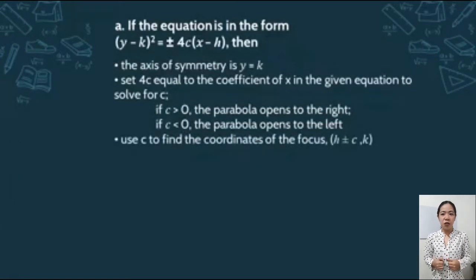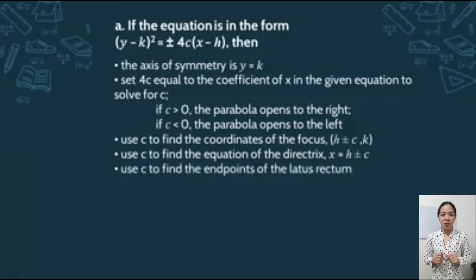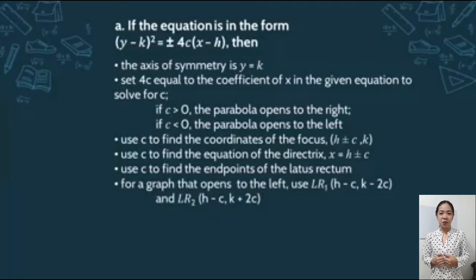To find the focus, we'll use c. So the coordinates of the focus will be h plus or minus c and then k. And then we can also use c to find the equation of the directrix. The equation will be x equals h plus or minus c. And then we can also use c to find the endpoints of the latus rectum, LR sub 1 and LR sub 2.